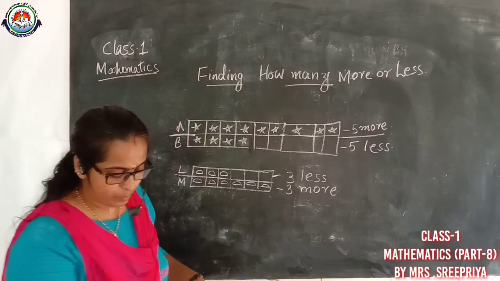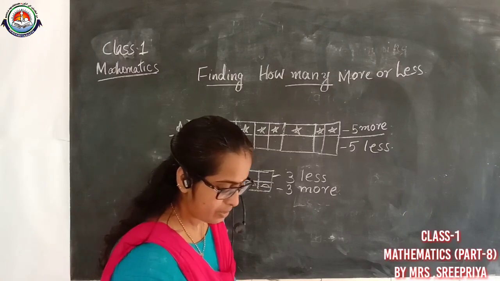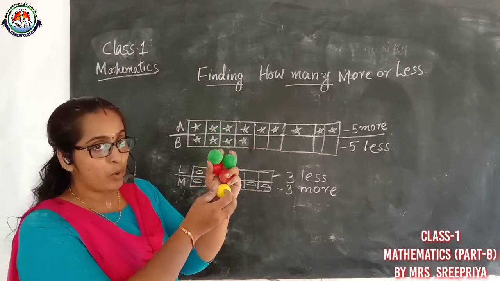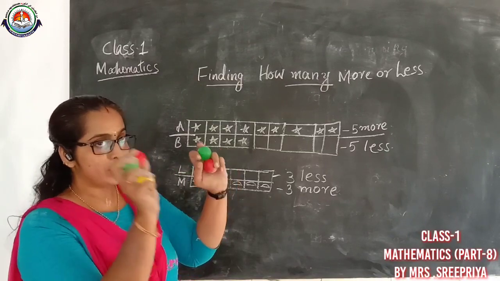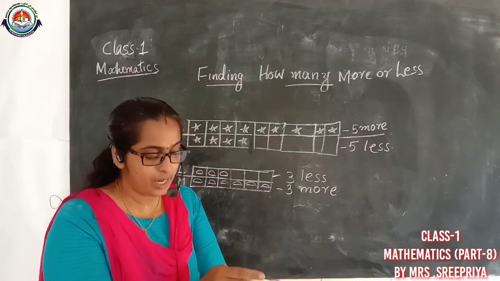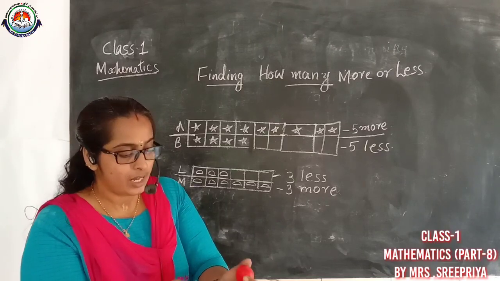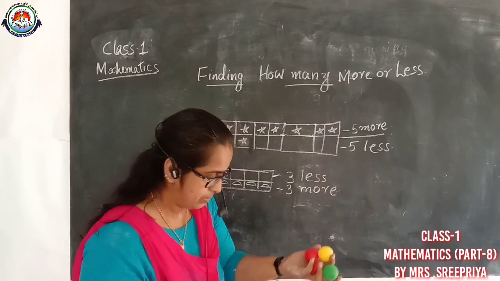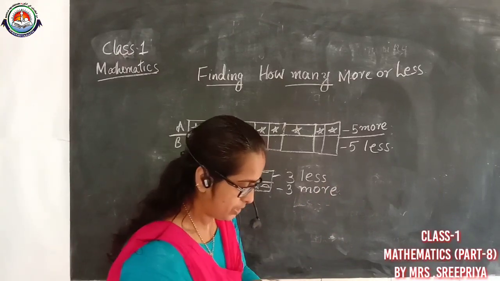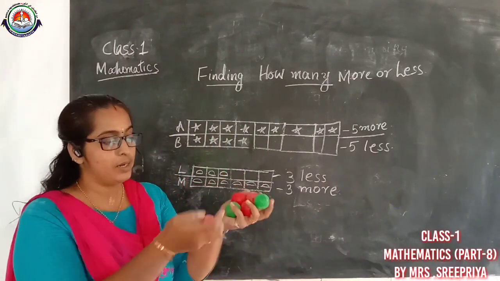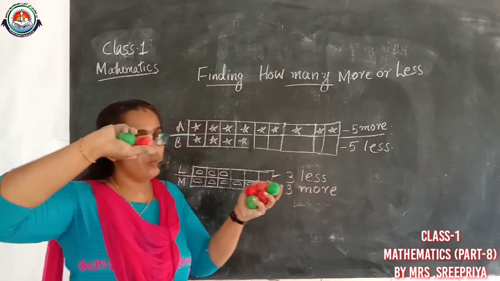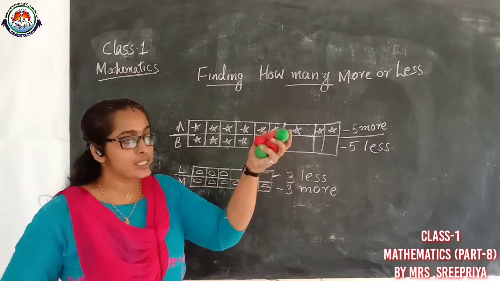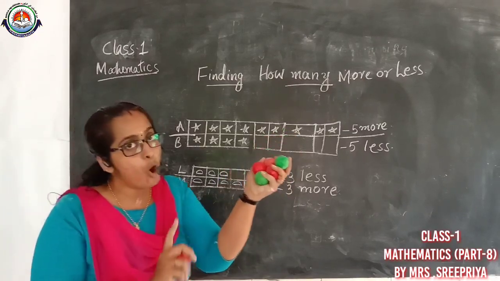Okay, I will show you one more. What is this in my hand? Balls. How many balls are there? 1, 2, 3, 4, 5 balls are there in my hand. Okay, in my left hand I have 5 balls, but in my right hand 2 balls only. So which has more, this or this? Yes, very good. This has more balls.